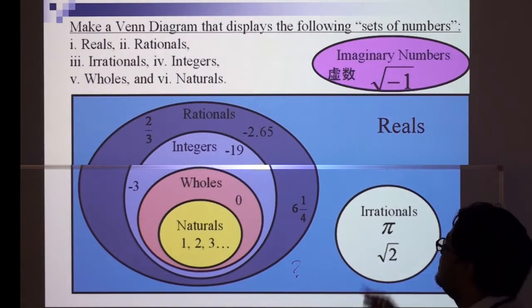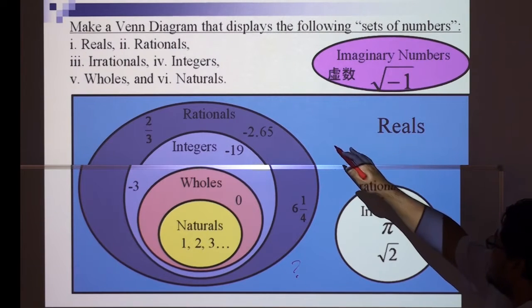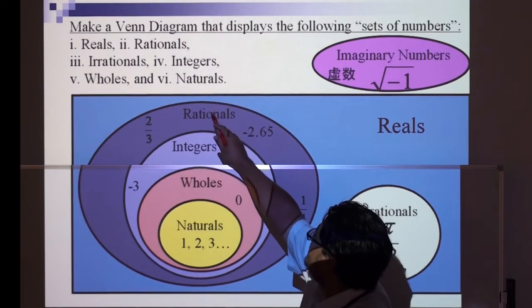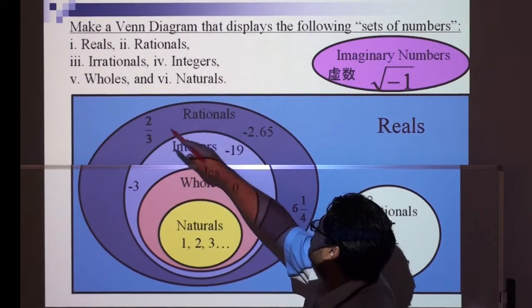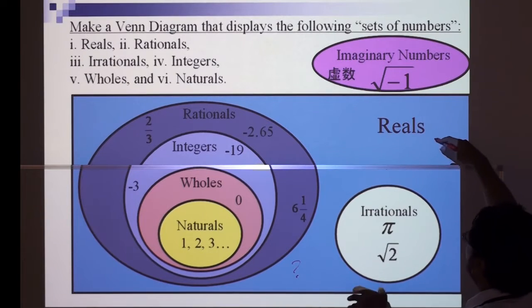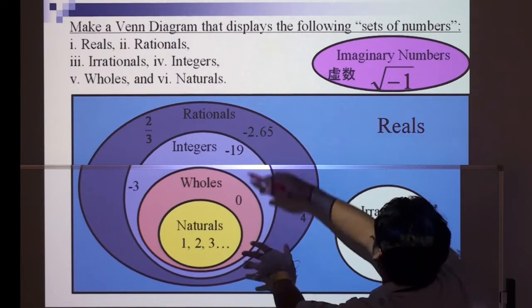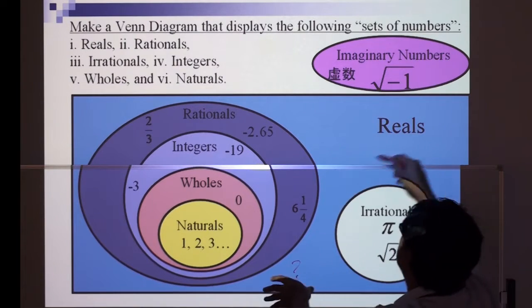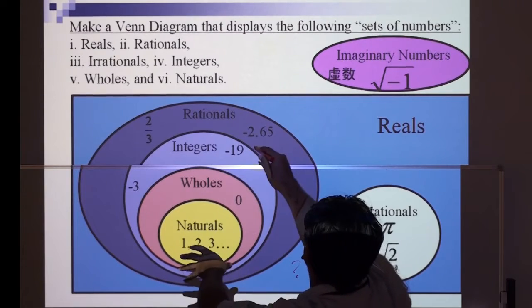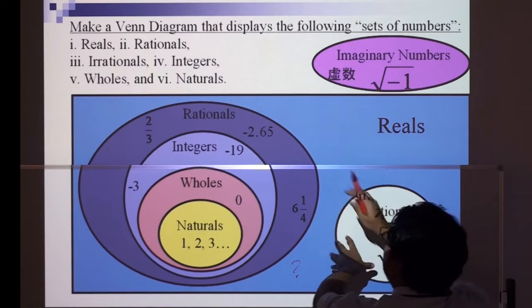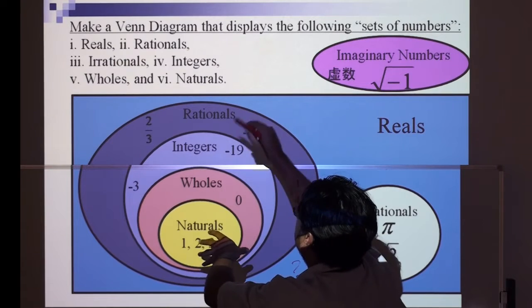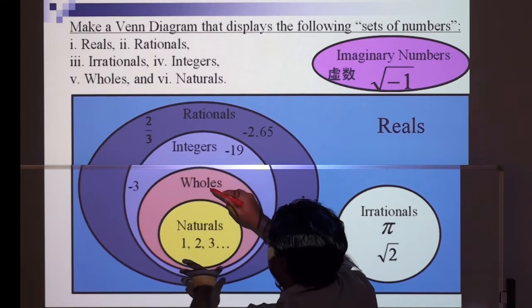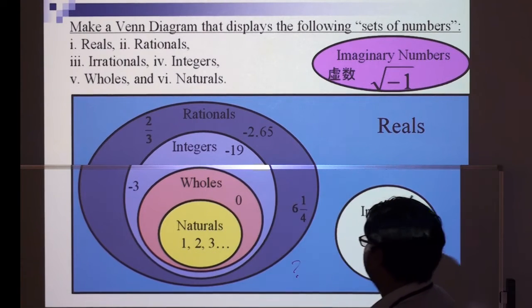What we've done here is use a Venn diagram to display the following sets of numbers. So we had the sets: real numbers, rational numbers, irrational numbers, integers, whole numbers, and natural numbers. These are all under real numbers. Notice that for imaginary numbers, the circle is outside of the real numbers. The types of real numbers we have are rationals and irrationals. The types of rational numbers, inside, we have integers, and inside that circle, we have whole numbers, and inside whole numbers, natural numbers.